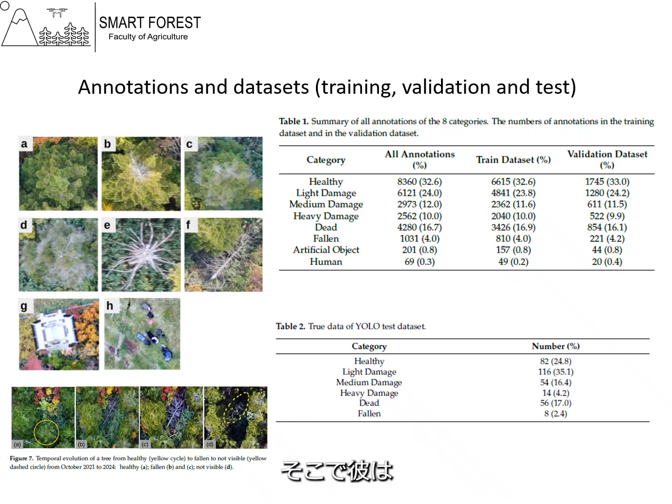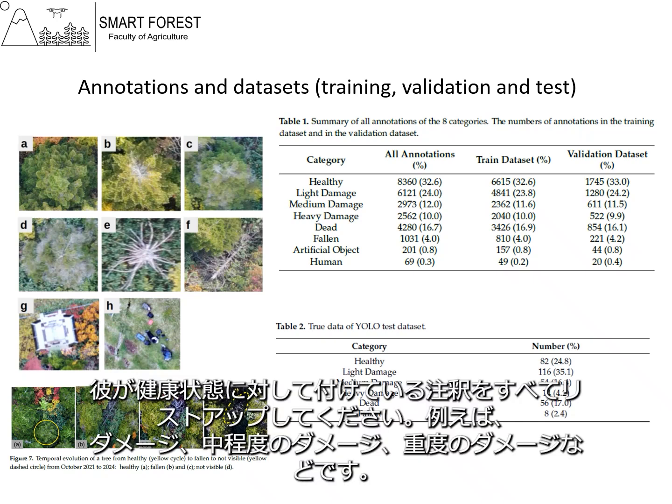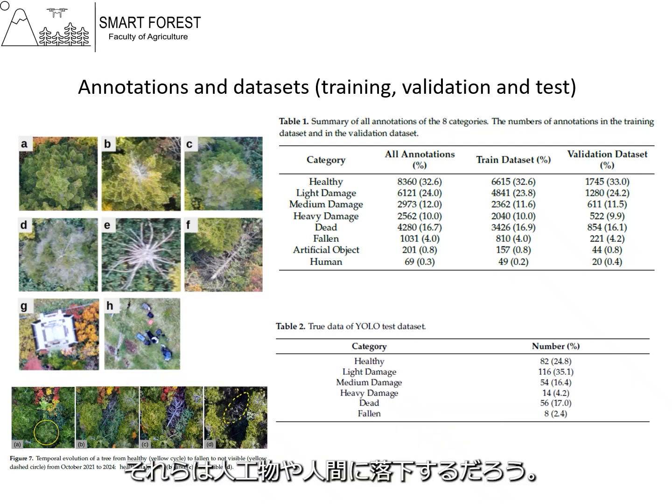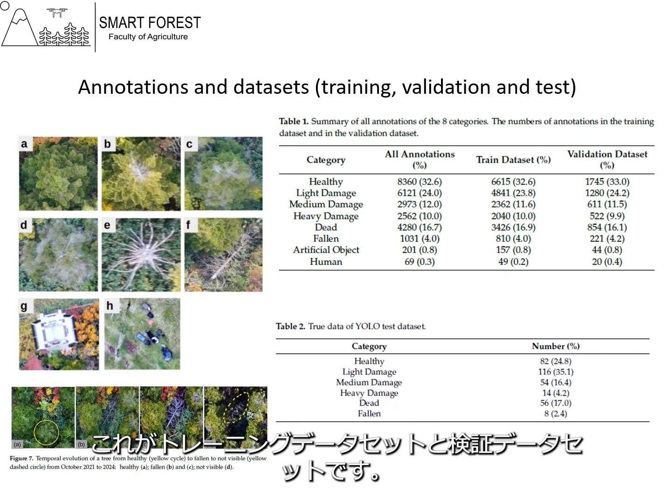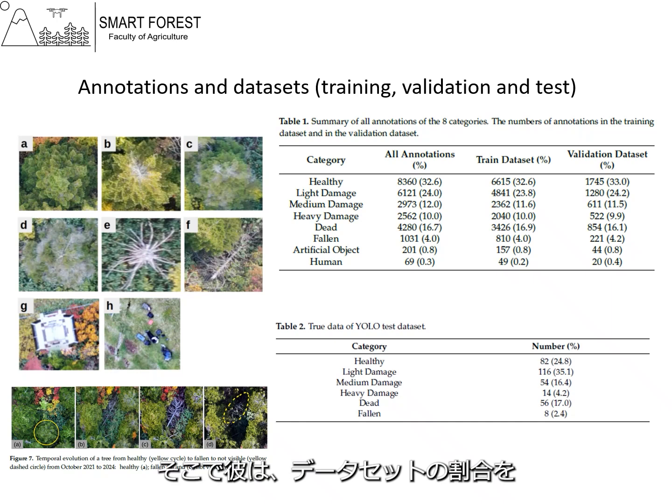So here he lists all the annotations that he has for healthy, light damage, medium damage, heavy damage, dead, fallen, artificial objects, and humans. And this is the train data set and the validation data set. So he divides the percentage of data for training and validation, and finally the data set that will be used for testing the model.